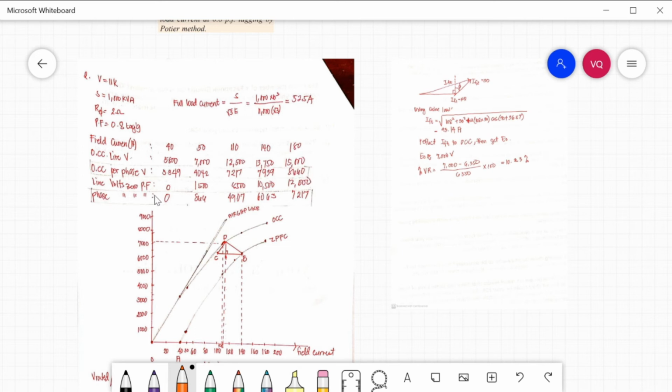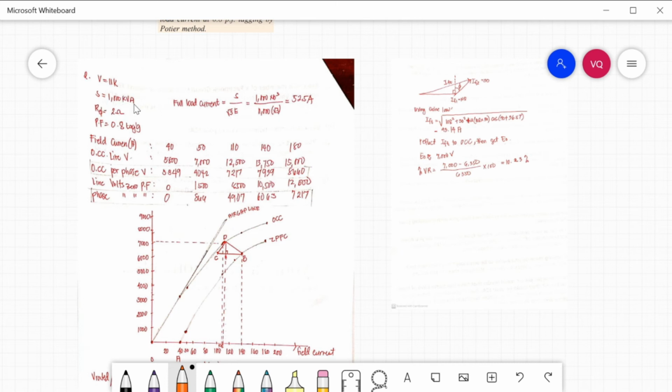Also, the per phase volt zero power factor is divided by square root of 3. For 1,500 divided by square root of 3, that is 866, until 12,500 divided by square root of 3 is 7,217. So if we plot the field current on the x-axis, and the OCC per phase and per phase volt zero power factor on the y-axis, we will end up with this curve. The first curve will be the OCC, and the second curve will be your ZPFC, or the zero power factor curve.